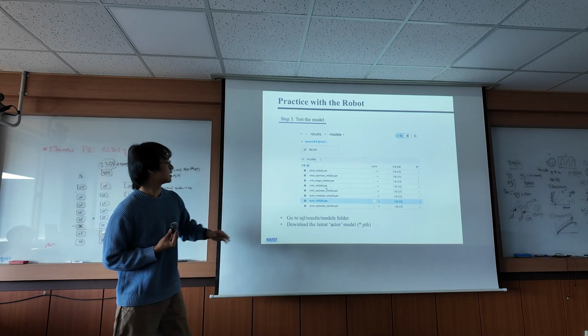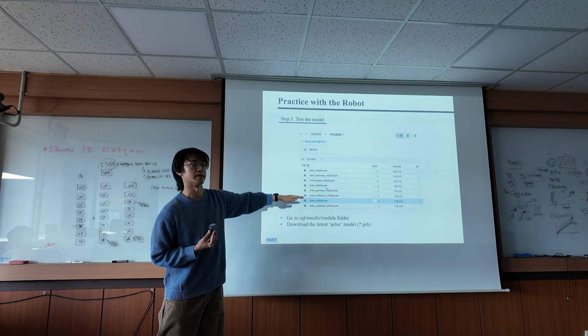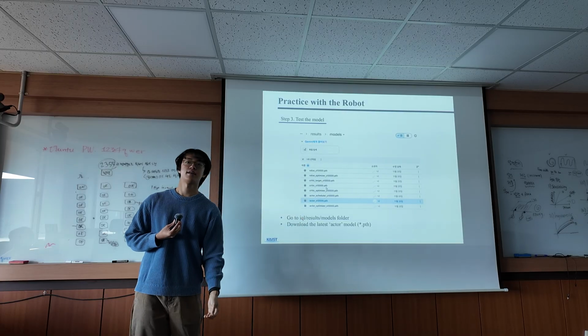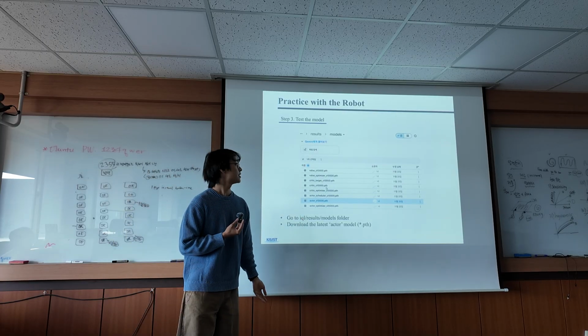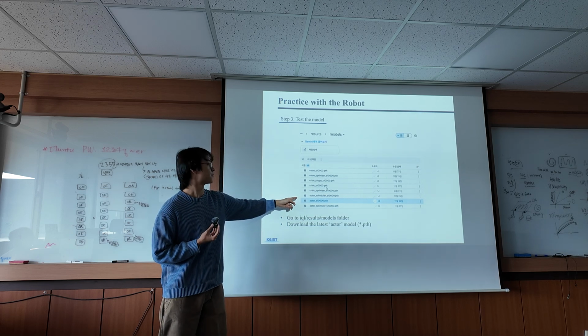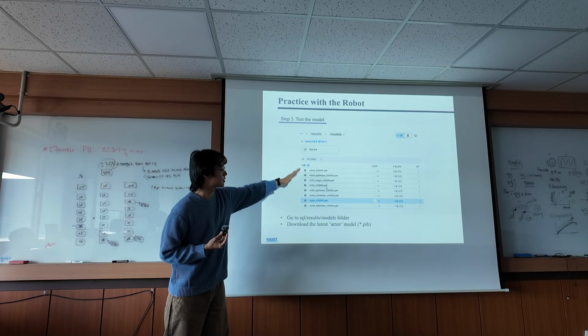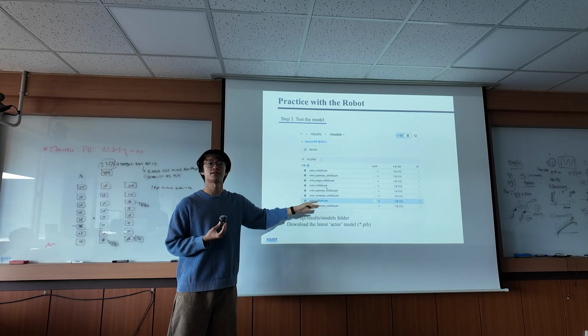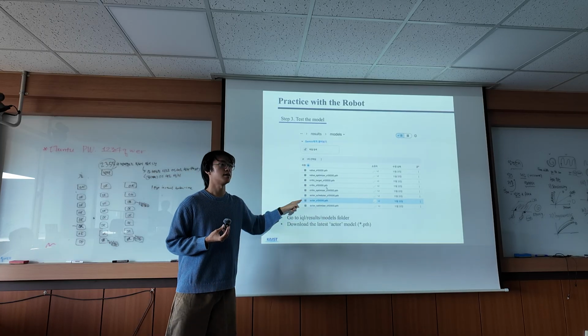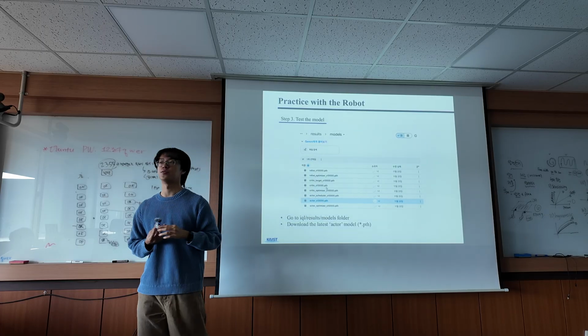After training, the files like that will be saved. And what you need for the robot to infer is just this actor path file, not the value, critic, optimizer, or scheduler. You just copy the actor file and move it into the robot.